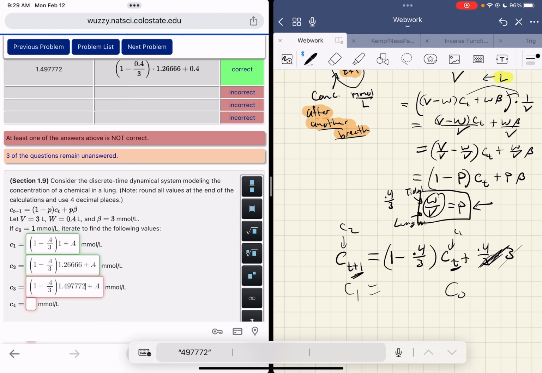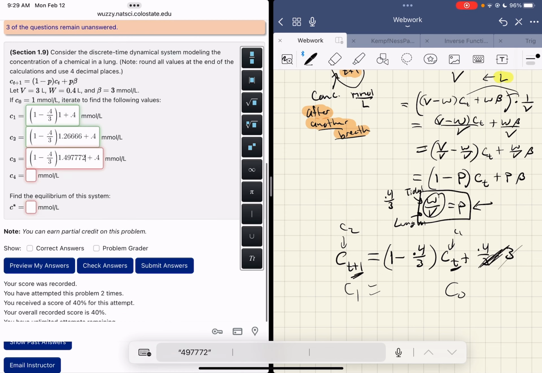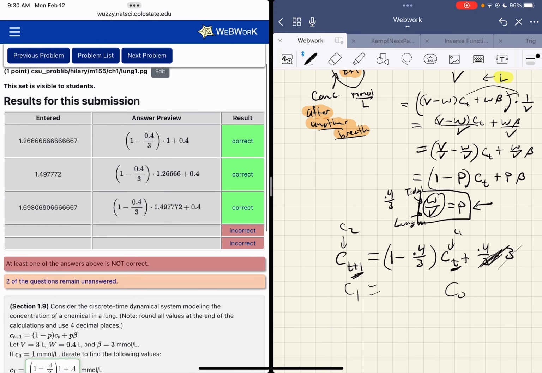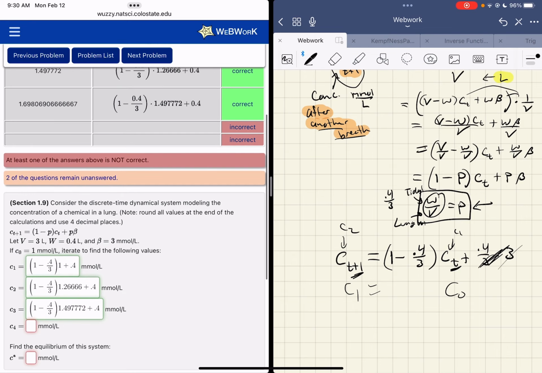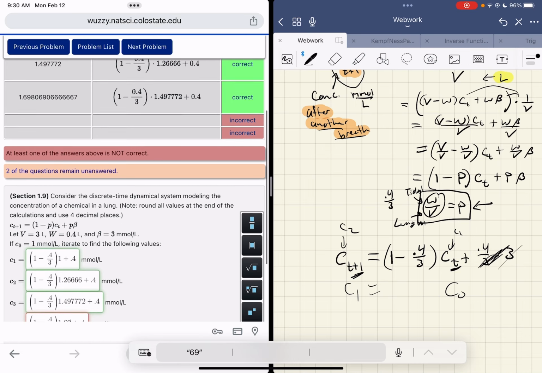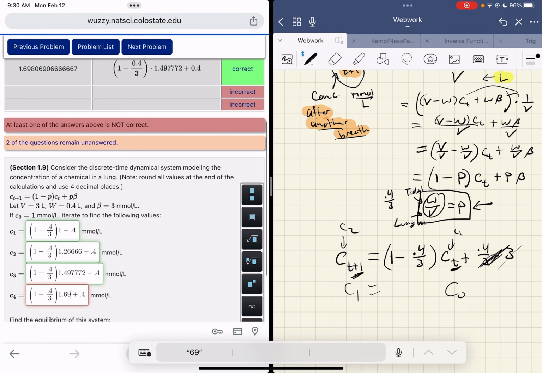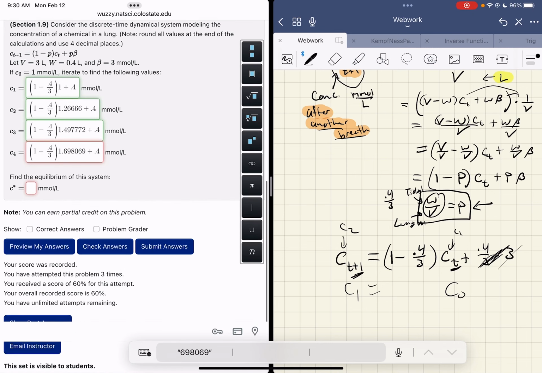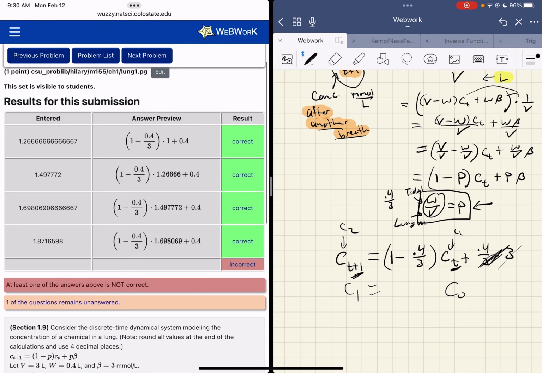1.497772. Sure, why not? Okay, let's hit submit again. Boop. All right, there we go. And let's do this again. And now this is 1 point, it was like 698069. Okay, wait, yeah, 069. Probably won't care after that. Okay, so that's good enough. Submit. See, they're all working.